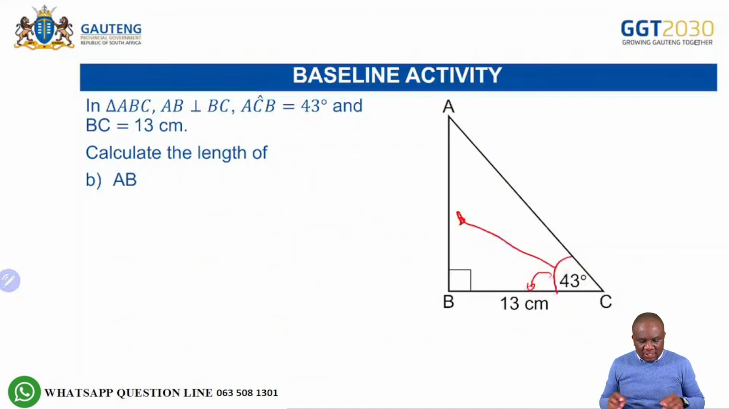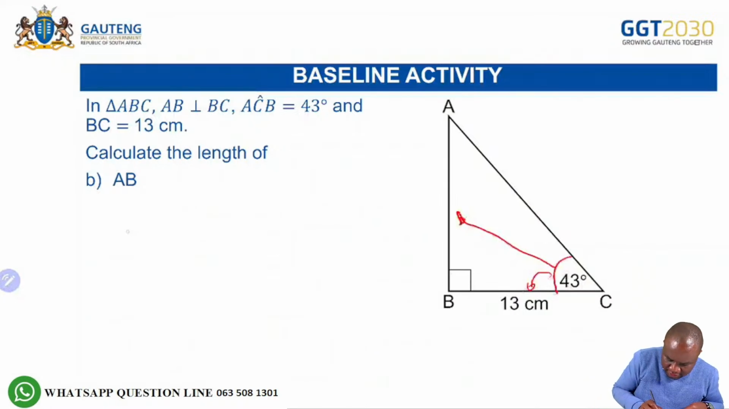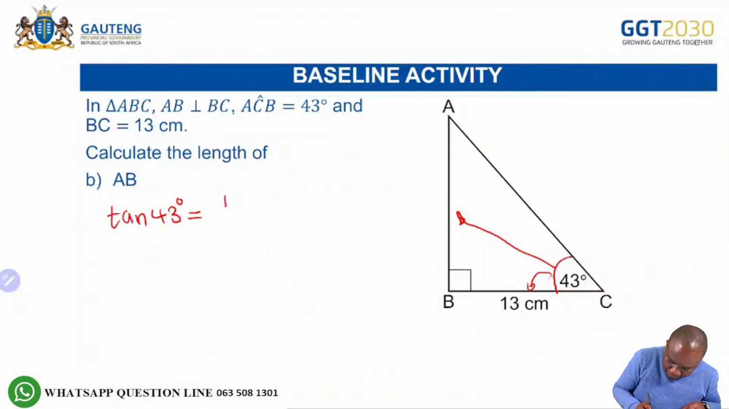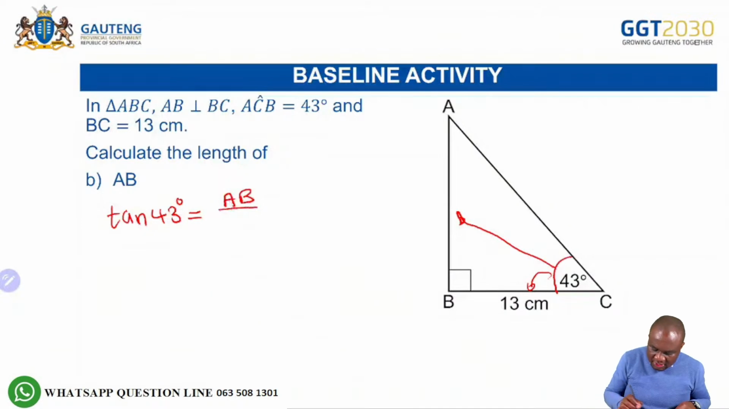It is the tangent of the angle. So tan 43, tangent of angle 43 degrees, is equal to the opposite side, which is AB, over the adjacent side, which is 13. Again, we make this one over 1, and then we cross multiply. AB times 1.